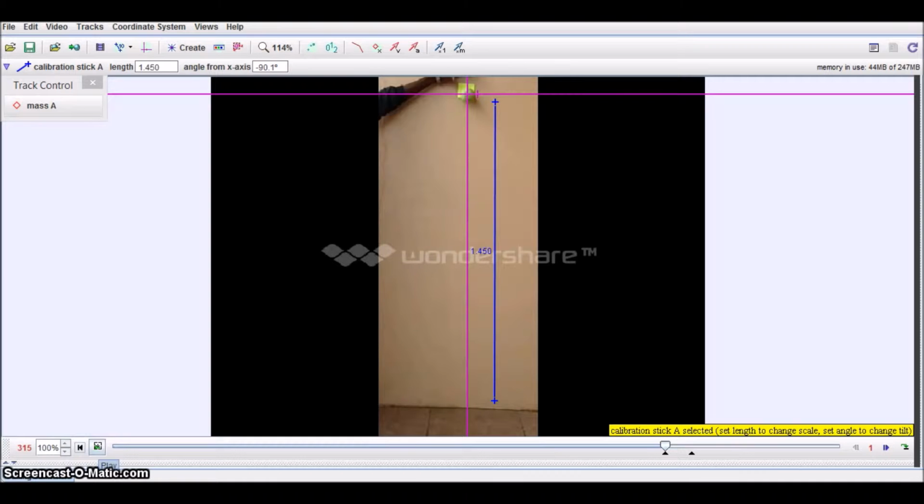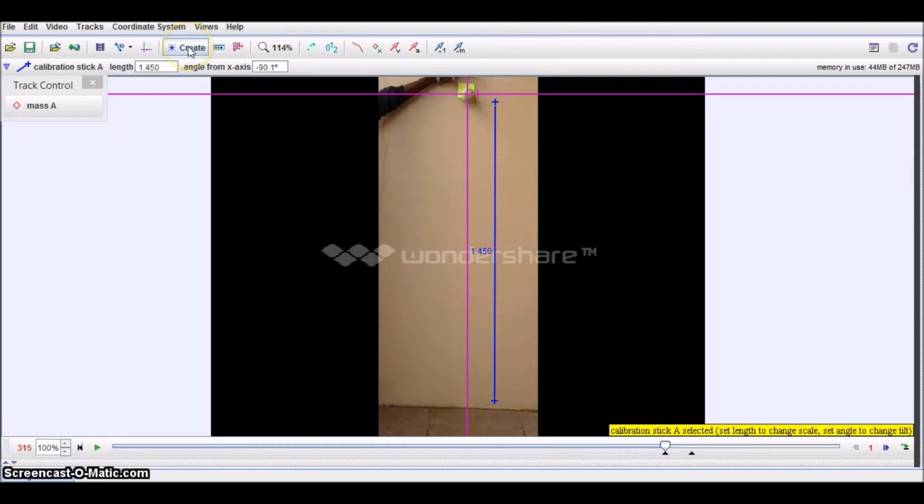So basically this is the video recorded. It is a ball falling. Released from rest, and falling a distance of 145 centimeters, 1.45 meters. As you can see, I already set up the axes and the scale, just to give you an idea what it looks like.